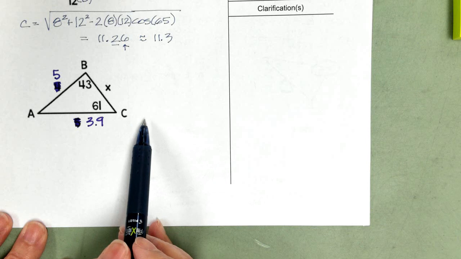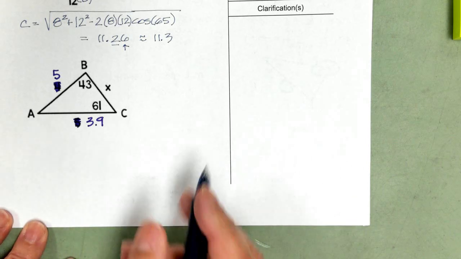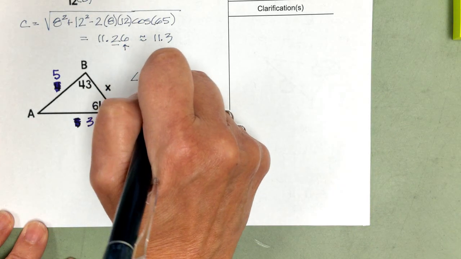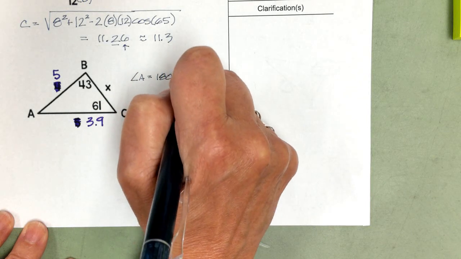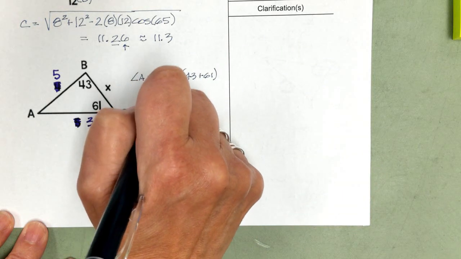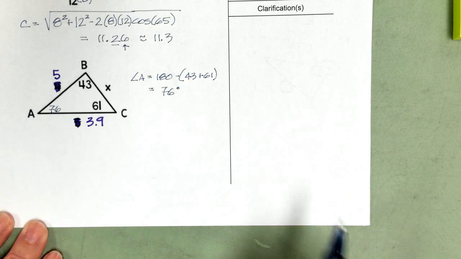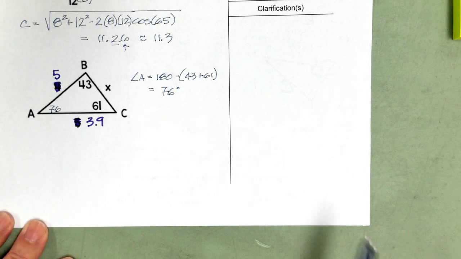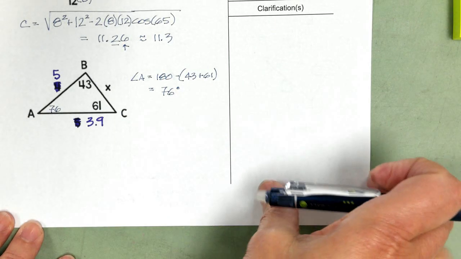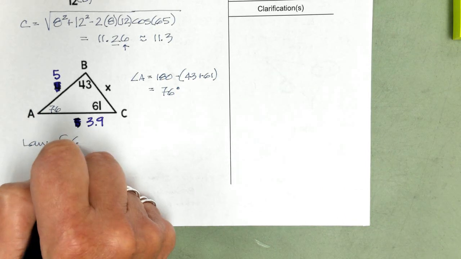So, regardless of whether we're going to use law of cosines or law of sines, we need to find the measure of angle A. So angle A is going to be 180 minus 43 plus 61, which gives us 76 degrees. So as I look at this triangle, based on the angles, x must be greater than 5. Okay? So we're going to start with law of cosines.